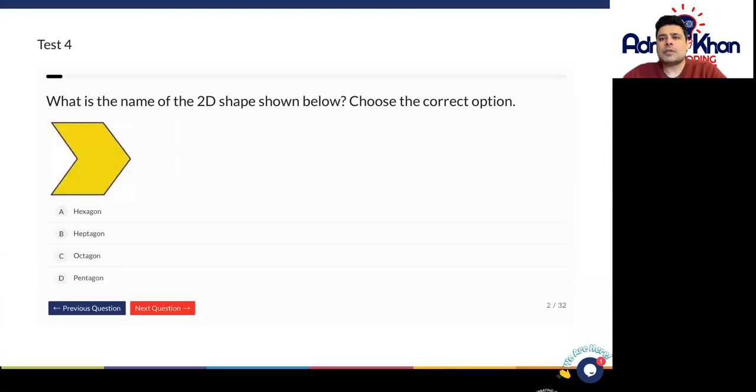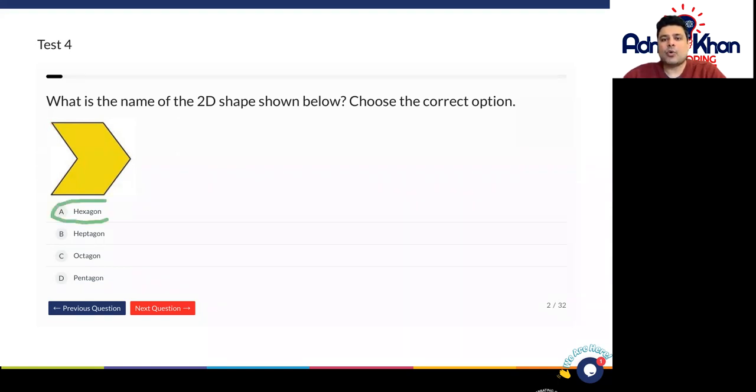What is the name of the 2D shape shown below? So in this case, let's just calculate the number of sides in this particular question. So we have 1, 2, 3, 4, 5, and 6 sides. So which shape has 6 sides? So it will be a hexagon.